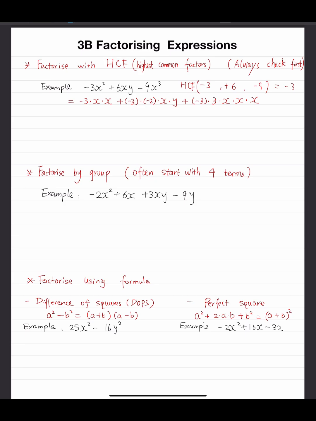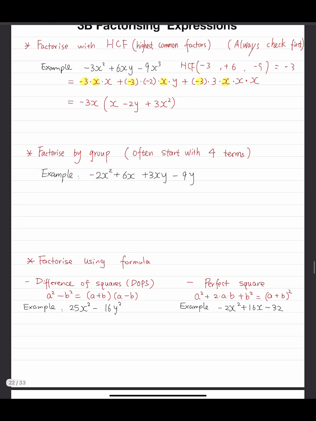So we know that the highest common factor is going to be negative 3x. What you can do is highlight the negative 3 and x, so the remaining factors will be in the bracket, okay? When you take the highest common factor out, the first term has an x remaining, the second has a negative 2y remaining, and the last one has a positive 3x times x, which is 3x squared left. Okay, so this is how we factorize expressions using the highest common factor.